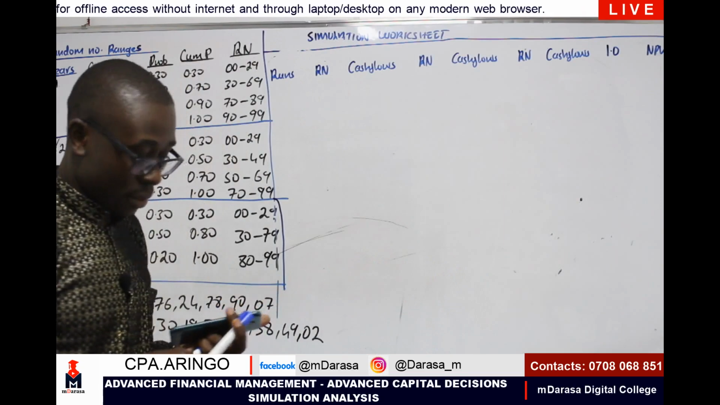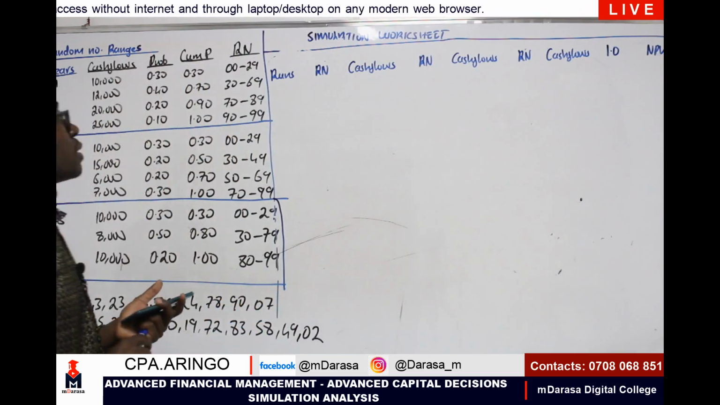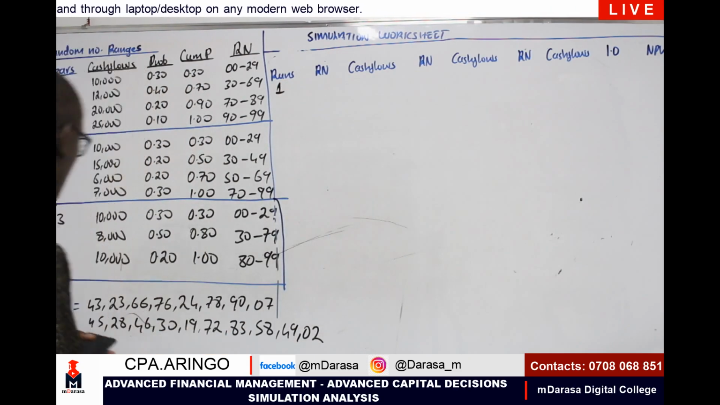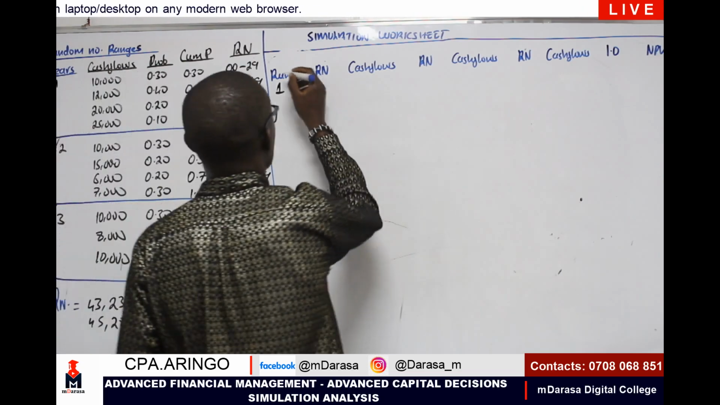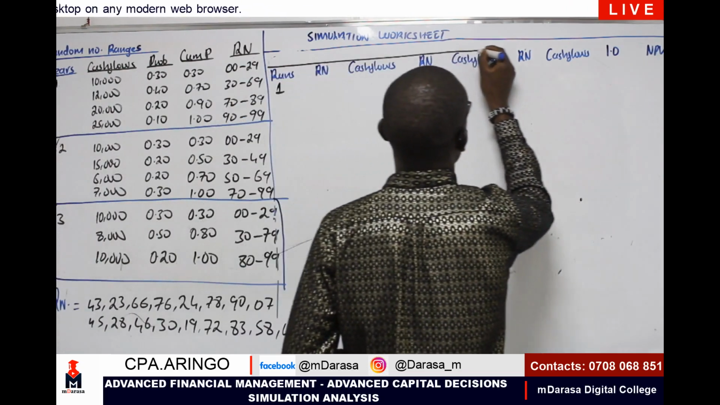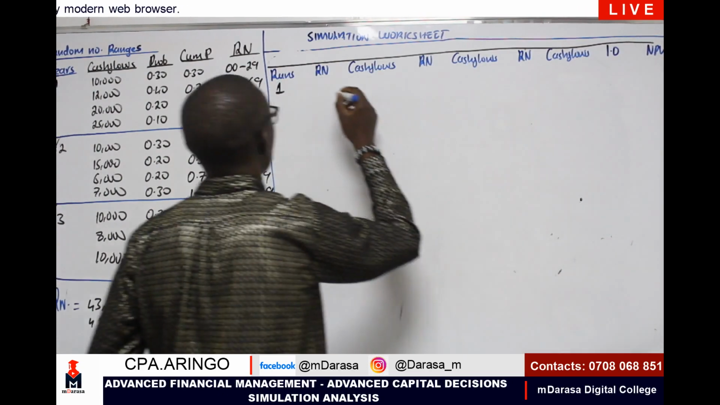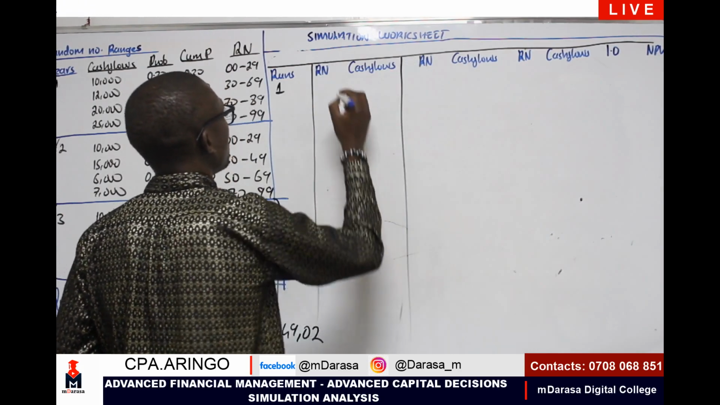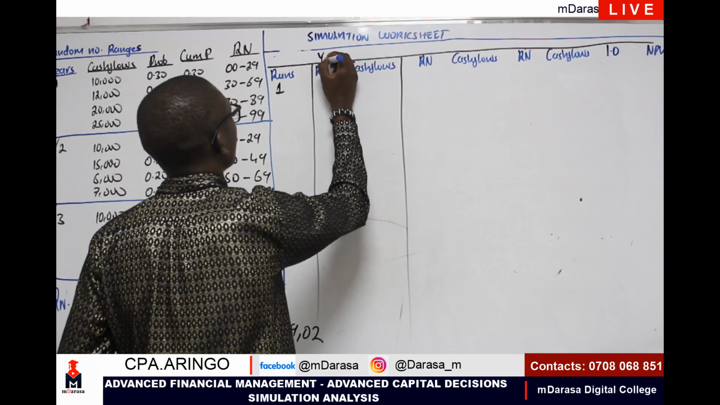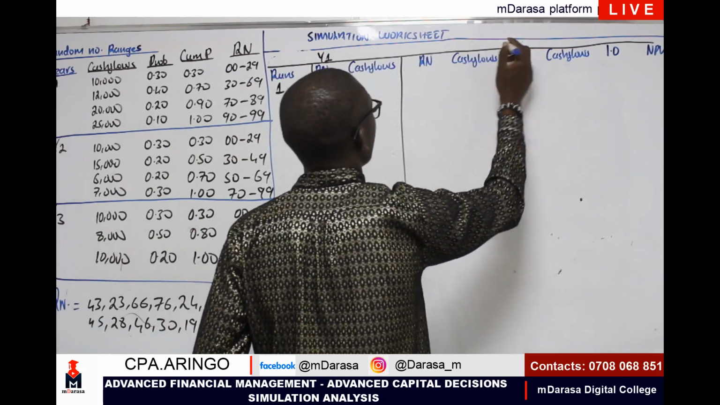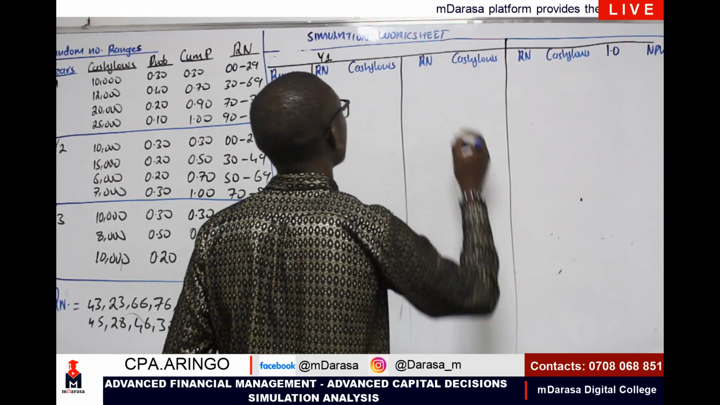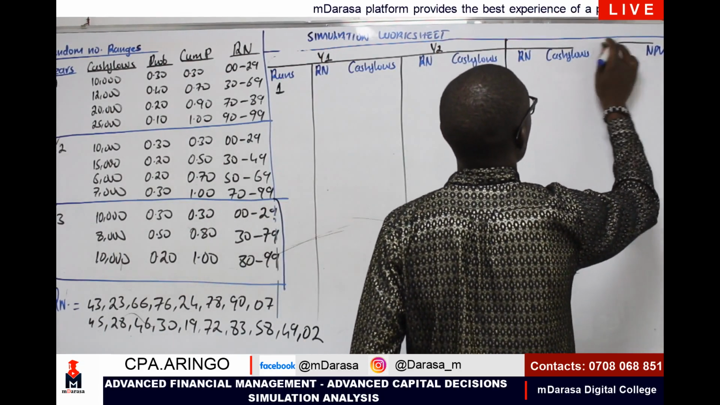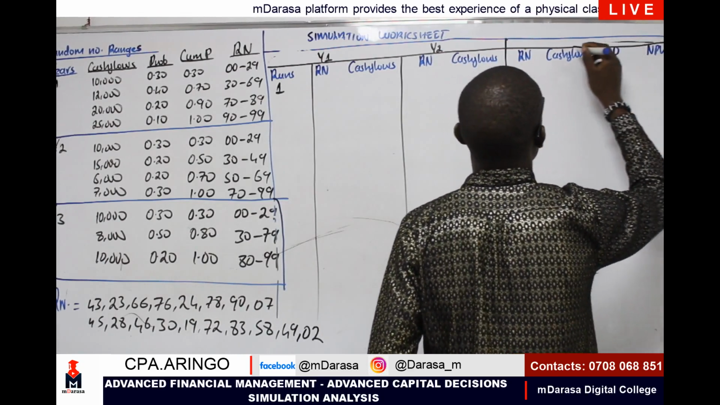Our first run, which I'm going to have as number 1. The first random number is 43. So in this case, we are looking at it. This is year 1. I hope it will fit. This is year 2. This is year 3.